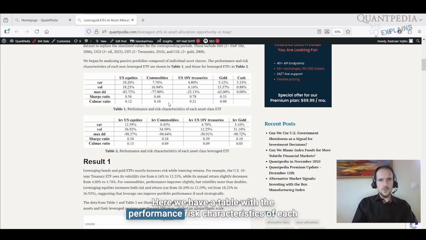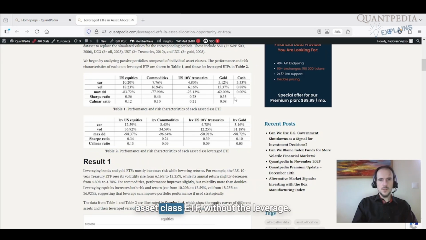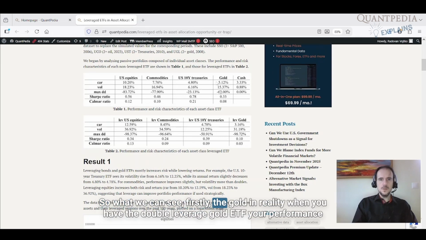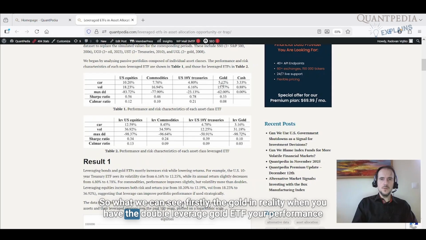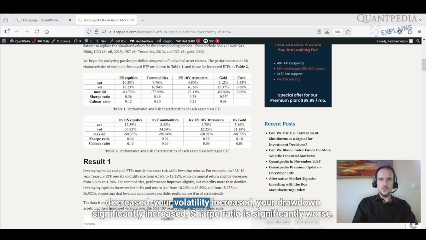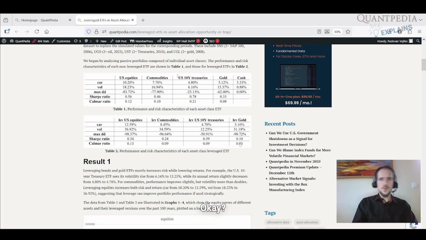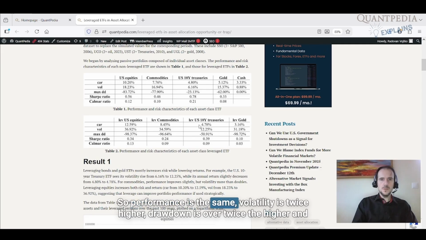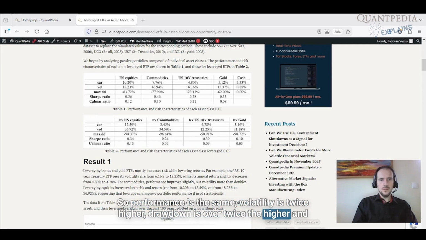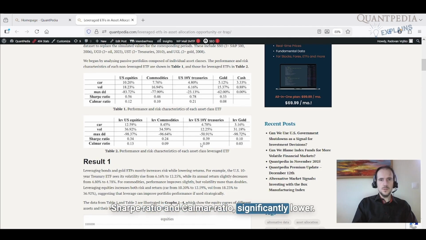Here we have a table with the performance and risk characteristics of each asset class ETF without the leverage, and here we have the leveraged ETF. So what we can see, firstly, the gold. In reality, when you have the double leverage gold ETF, your performance decreased, your volatility increased, your drawdown significantly increased, and Sharpe ratio is significantly worse. Okay, 10-year treasuries. So performance is the same, volatility is twice higher, drawdown is over twice as high, and Sharpe ratio and Calmar ratio are significantly lower.